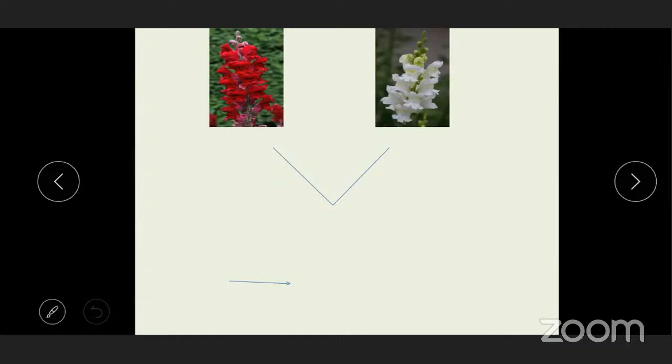Here, a red color snapdragon or dog flower plant is crossed with a white color flower snapdragon or dog flower plant. According to Gregor Johann Mendel's law of dominance, what do you expect in the F1 generation? Yes, we expect a red flower plant in the F1 generation according to the law of dominance. But unfortunately, in the F1 generation, a new character will be produced.